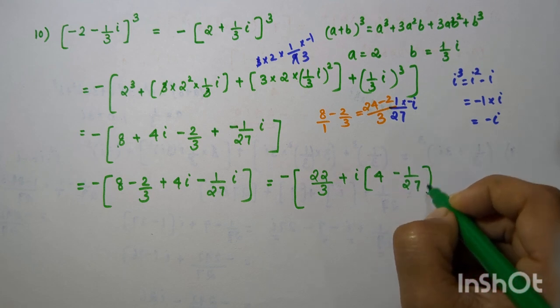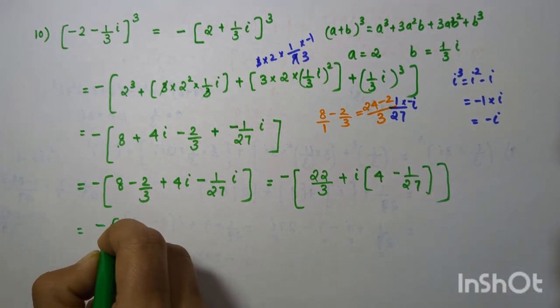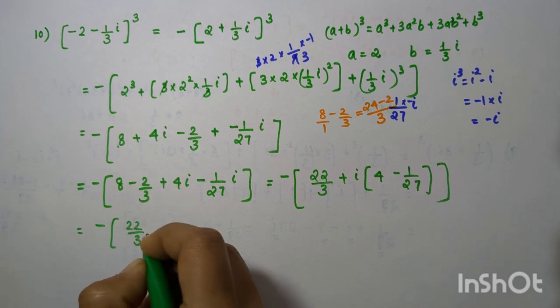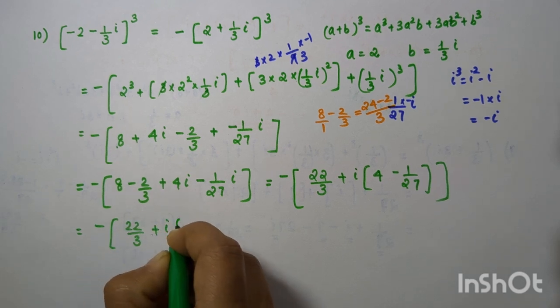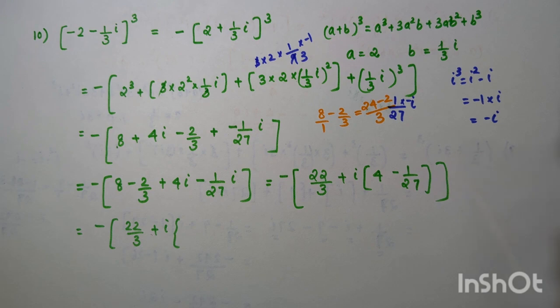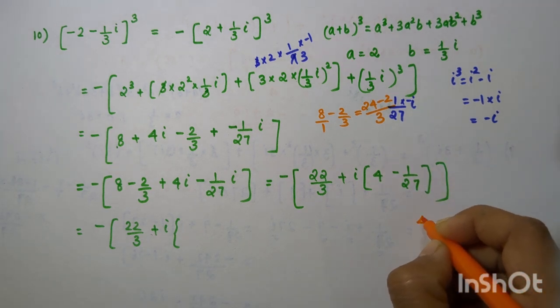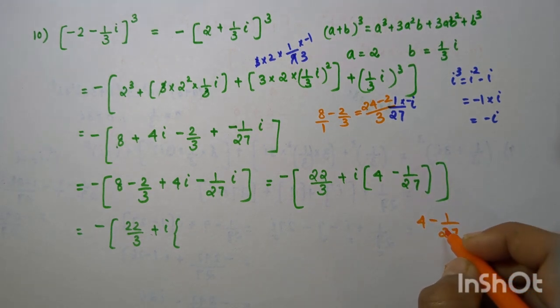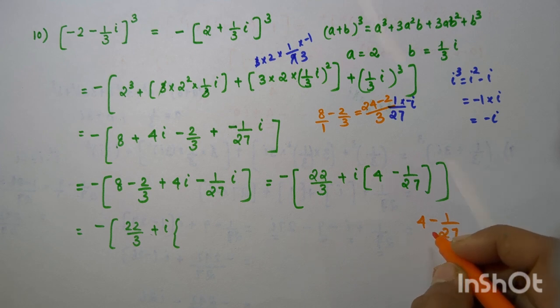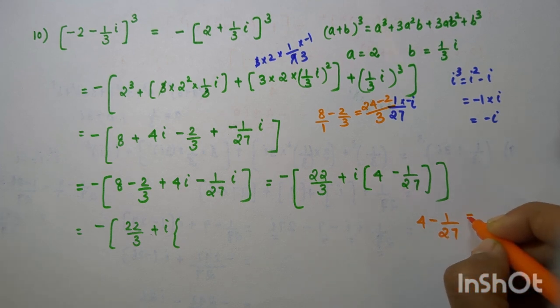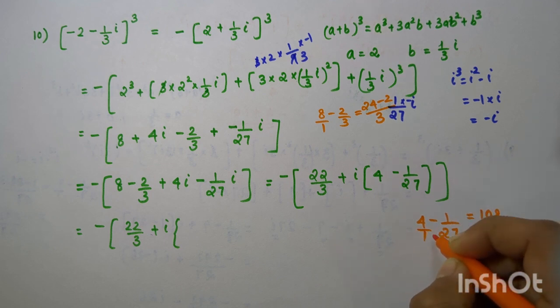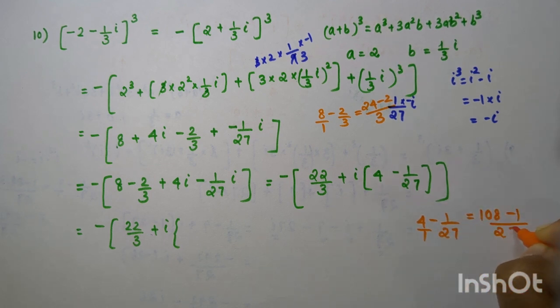Okay, so this actually becomes minus of 22 by 3 plus i into, what about this thing? 4 minus 1 by 27. 27 into 4, which is 108. 4 is 4 by 1, no? Minus 1 divided by 27. 108 minus 1 is actually 107. So 107 divided by 27.